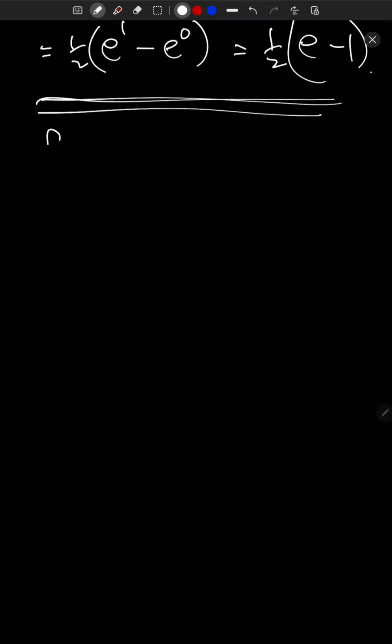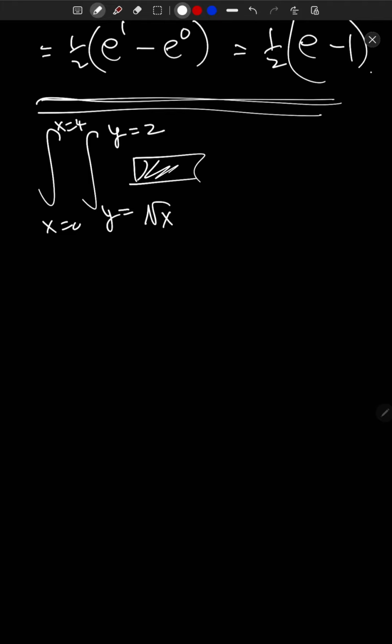Let's do a double integral. y equals square root x to y equals 2, x equals 0 to x equals 4. And again, I'm just going to do the setup, the swapping of the integration order. I'm not going to actually do the integral. So whatever this function is, I'm not even going to bother with it. dy dx. And the idea is I want to swap the integral.